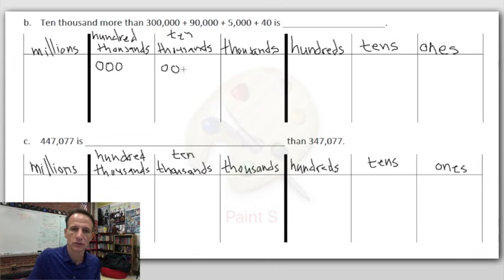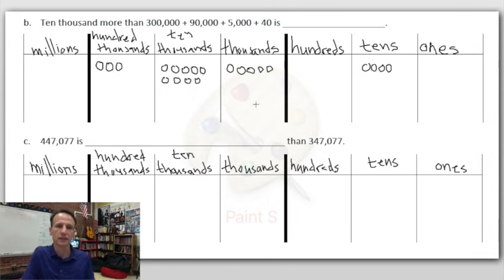1, 2, 3, 4, 5, 6, 7, 8, 9, plus 5,000, so obviously that's 5 in the thousands place, plus 40, so we're jumping down to, that's right, the tens place, 1, 2, 3, 4, no hundreds, no ones in this number.